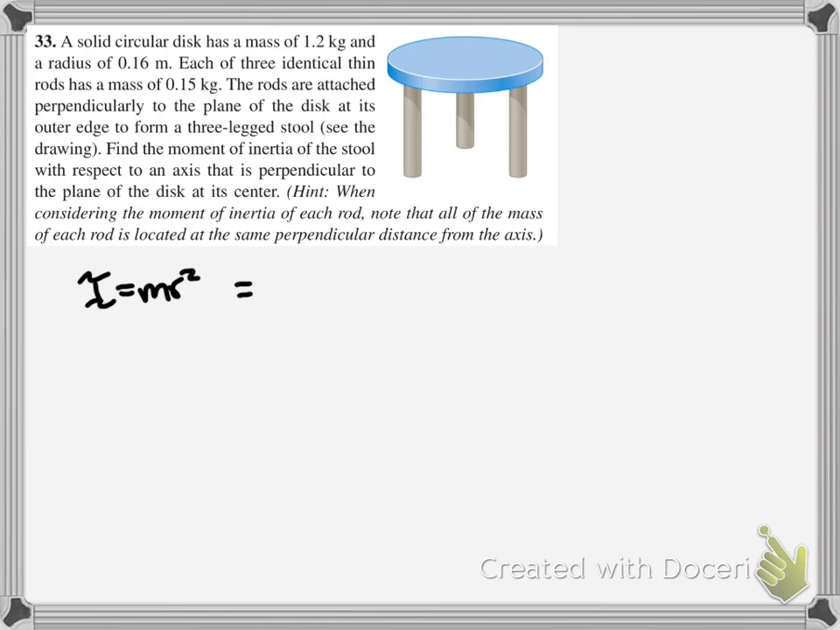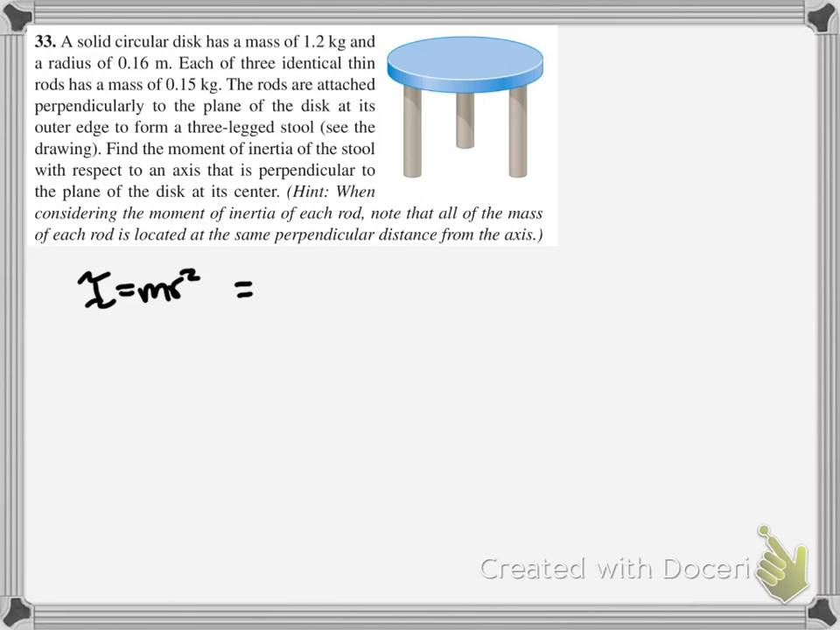Okay, so a solid circular disc has a mass of 1.2 kilograms and a radius of 0.16 meters. Each of the three identical thin rods has a mass of 0.15 kilograms. The rods are attached perpendicularly to the plane of the disc at its outer edge to form a three-legged stool. Find the moment of inertia of the stool with respect to an axis that is perpendicular to the plane of the disc at its center.